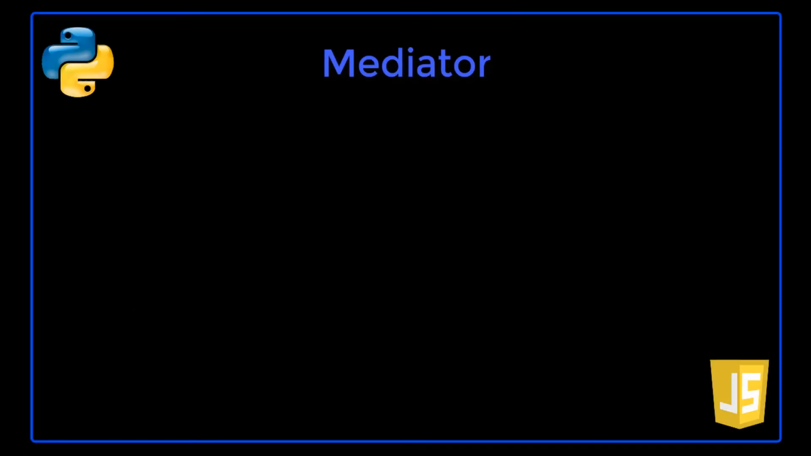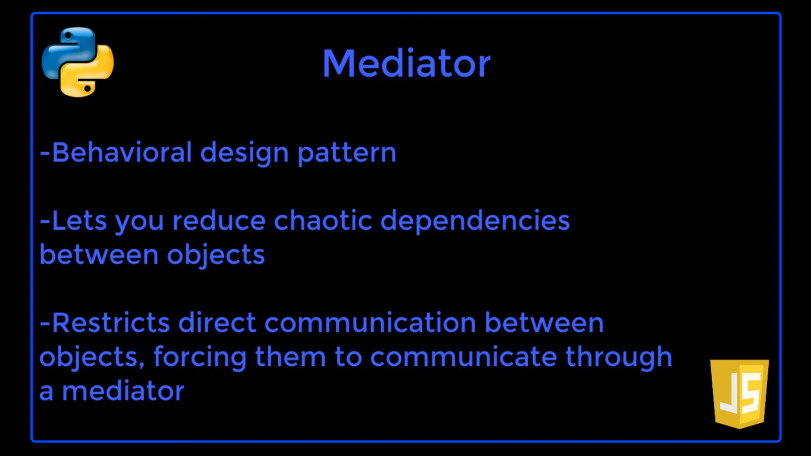In this lecture, we will learn about the Mediator Design Pattern and how to implement it in Python and JavaScript. Mediator is a behavioral design pattern that lets you reduce chaotic dependencies between objects. It restricts direct communication between objects, forcing them to collaborate only via a mediator object.